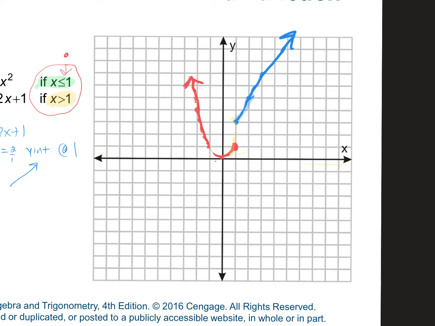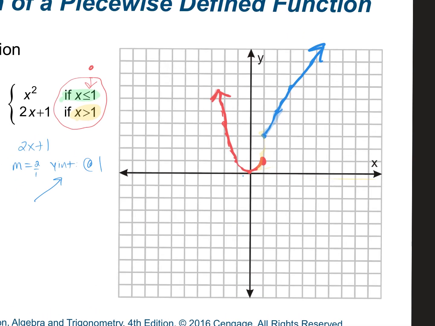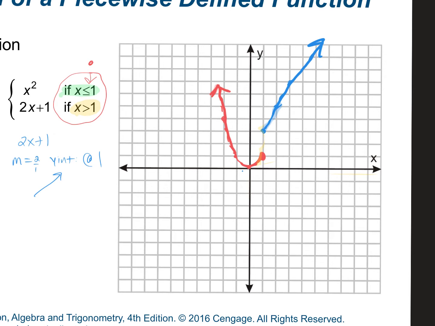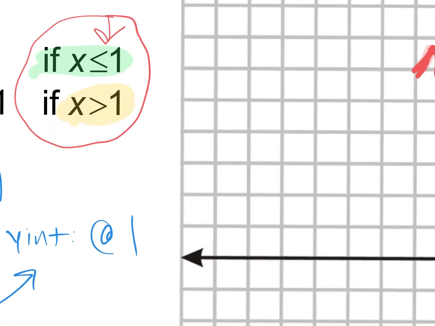Now there's one more thing we have to look at. What kind of a dot should I have right here? Why should it be open? Because this is not or equal to. It should be an open dot.